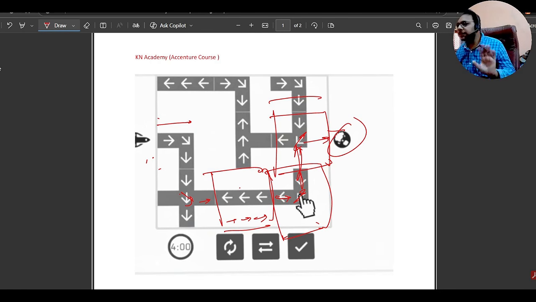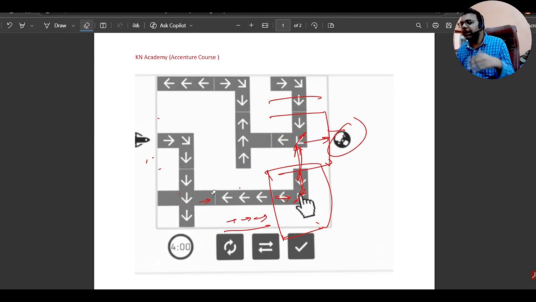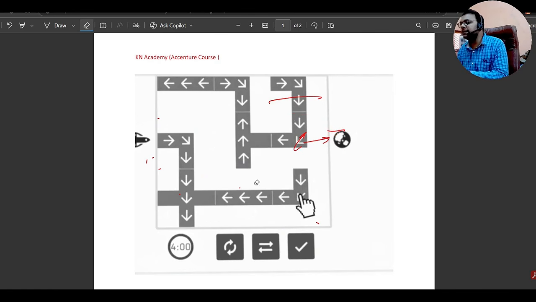Okay, I hope this is clear, because some students do some random things to solve this puzzle. We do not need to do any random things. That's how actually we will solve it. I hope each and every point is clear.